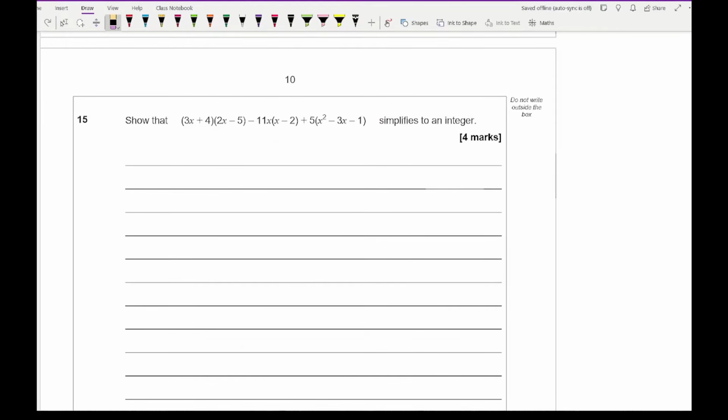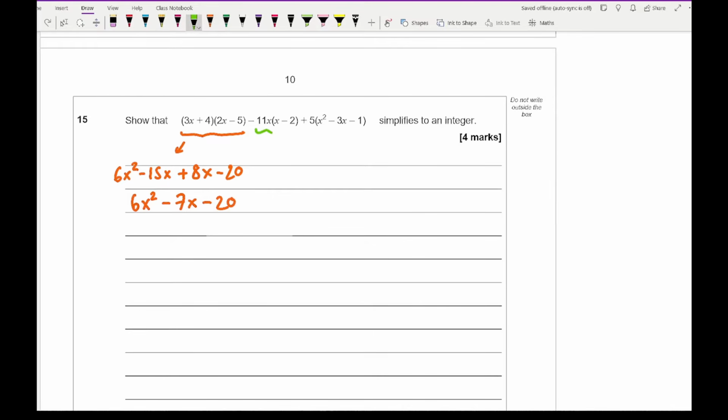So moving on to question 15, it says show that, and we've got this algebraic proof question. We're going to show that eventually we end up with an integer. Now if it simplifies to be an integer, basically all the x squareds should cancel out. For this, you want to make sure that you're expanding the brackets carefully. So if we look at this one here, this is going to be 6x squared minus 15x plus 8x minus 20. So then simplifying that, we get 6x squared minus 7x minus 20.